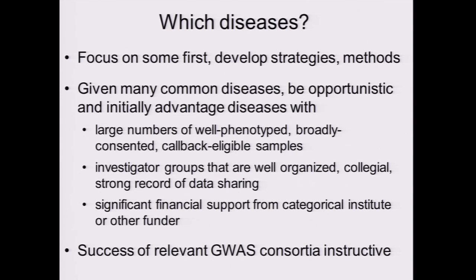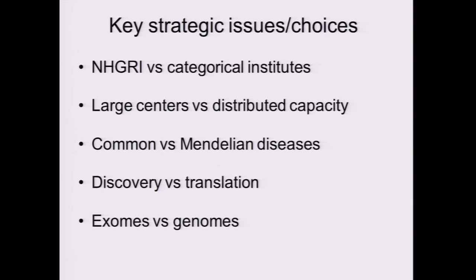There are no perfect predictors of success, but one of the predictors of success for choosing a disease, choosing a group, is to look at the success of the relevant GWAS consortium. How well did those groups work together? Okay. We have some key strategic issues or choices.